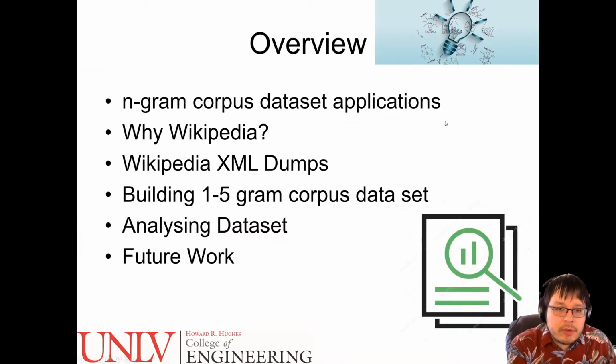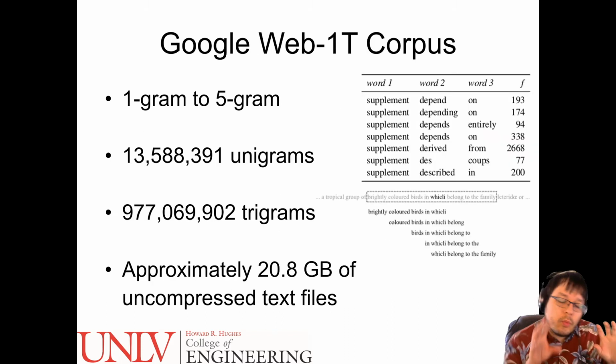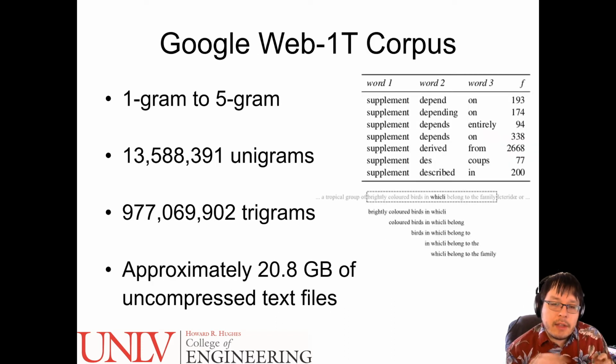So I am going to talk to you about what an N-Gram Corpus is, why we chose Wikipedia, how we actually got the data from Wikipedia via an XML dump, and building the 1 to 5 gram corpus dataset. And then we're going to take a look at two ways of doing that. Then I'll do a quick analysis of the data set and tell you what is on our plan for the future.